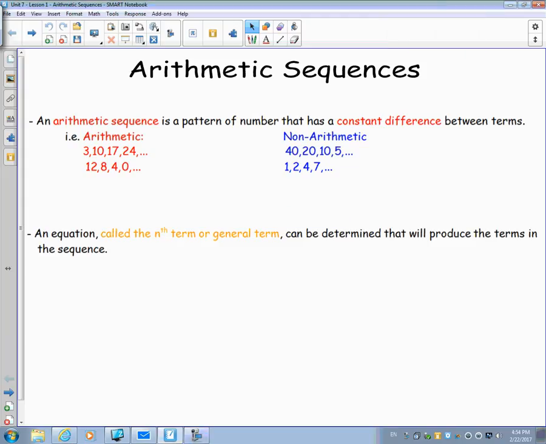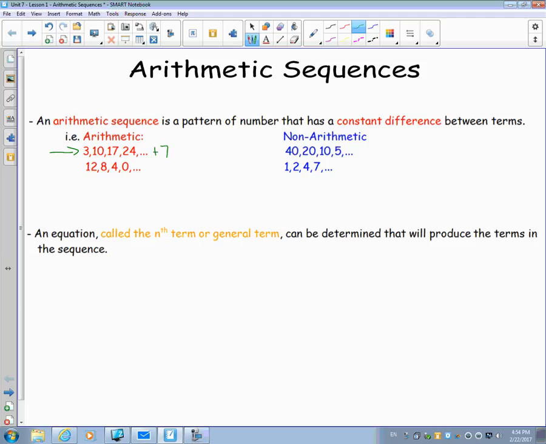In this lesson, we're going to examine the idea of an arithmetic sequence. An arithmetic sequence is defined as a pattern of numbers that have a constant difference between the terms. So these red things over here, take a look at them. I'm going from 3 to 10 to 17 to 24. I'm going up 7 every time. There's a pattern. It's constant.